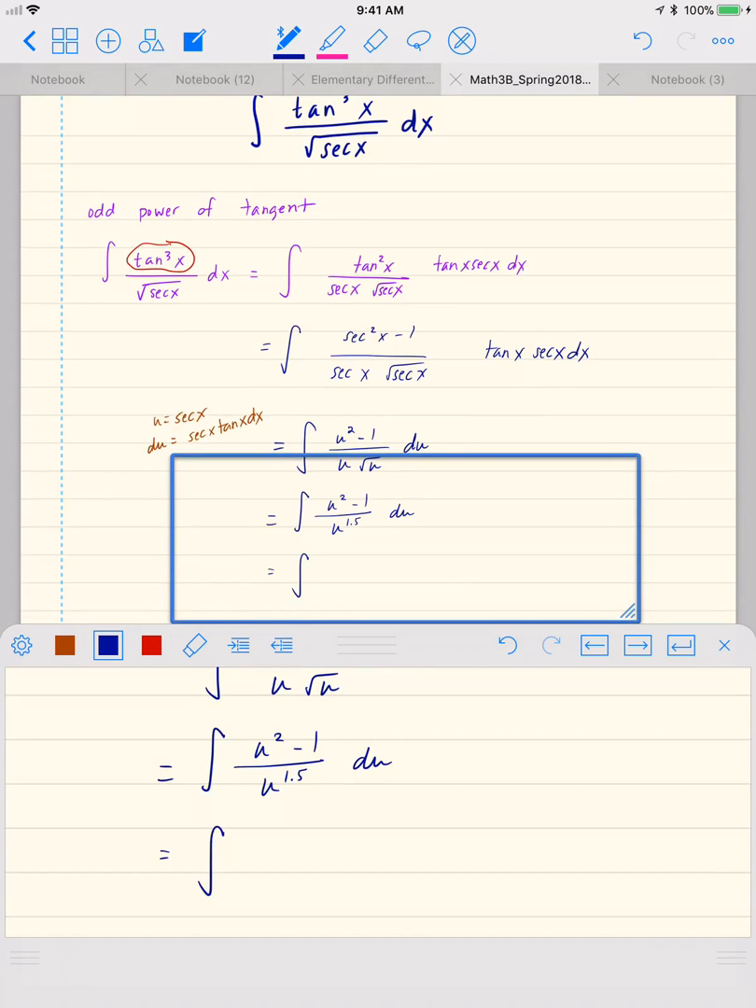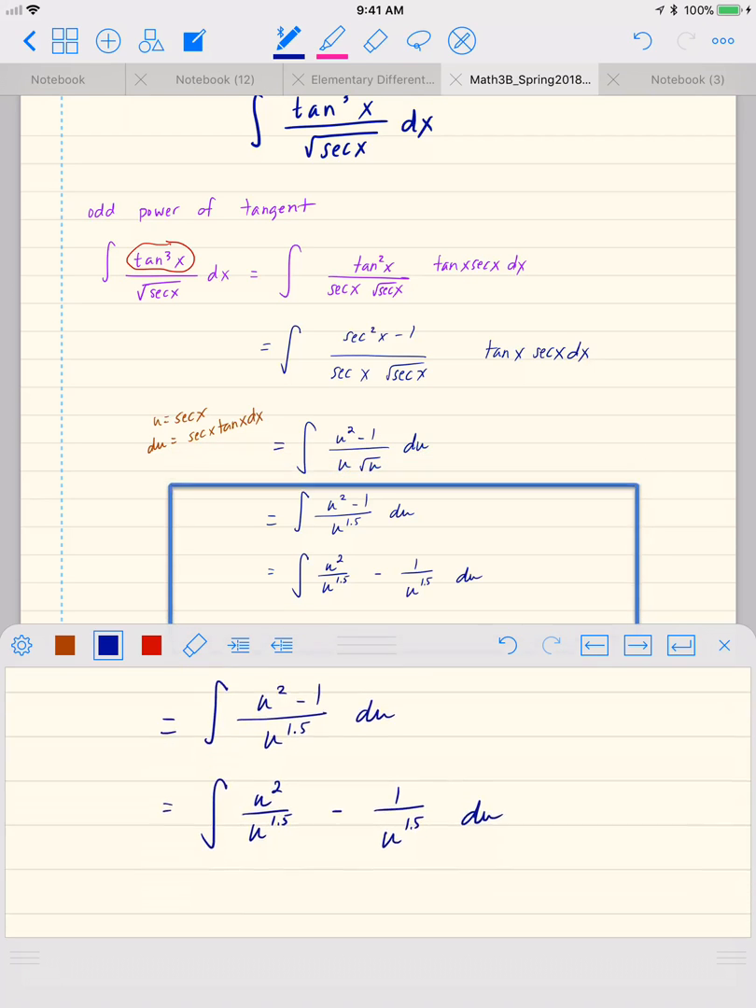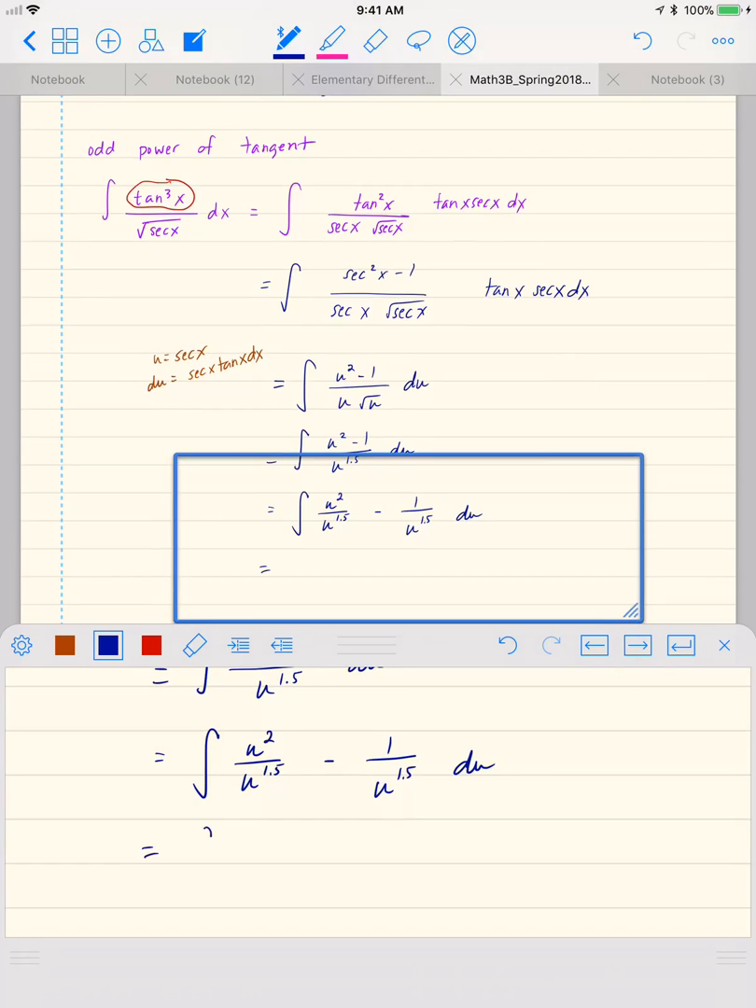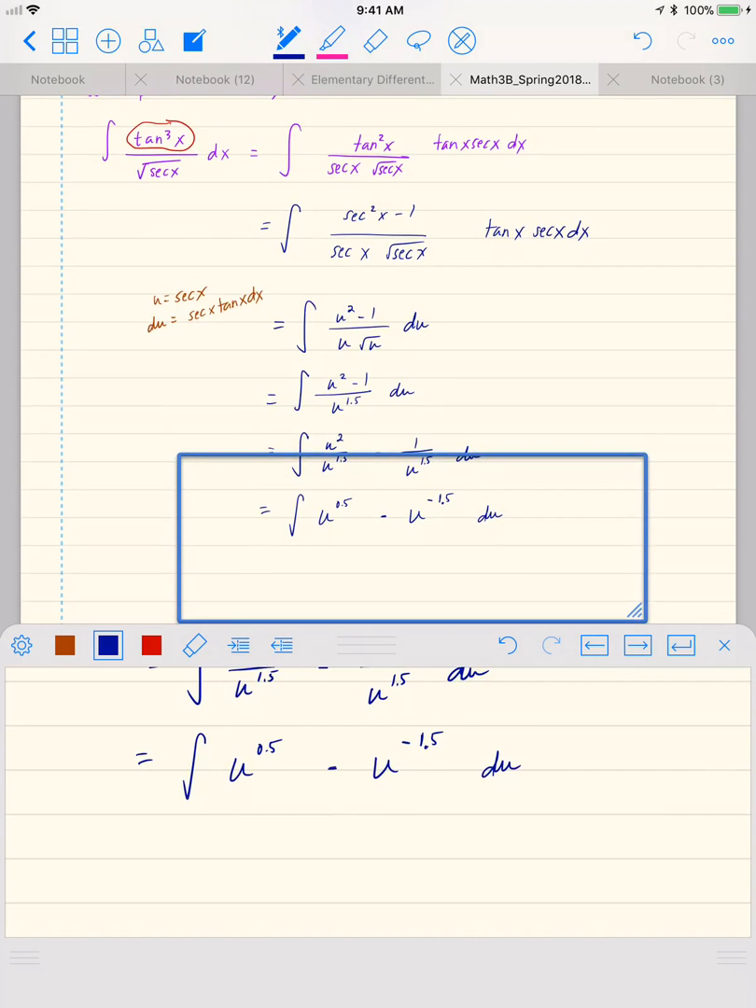Okay? And then I'm going to split the numerator. Remember, on the first or second day of class, we reviewed these techniques. So I have u squared divided by u to the 1.5 minus 1 over u to the 1.5 du. And then I use my algebra to simplify the first ratio to be u to the 0.5. And then the second ratio, I'm just going to write as u to the negative 1.5 du. Now I'm ready to integrate.